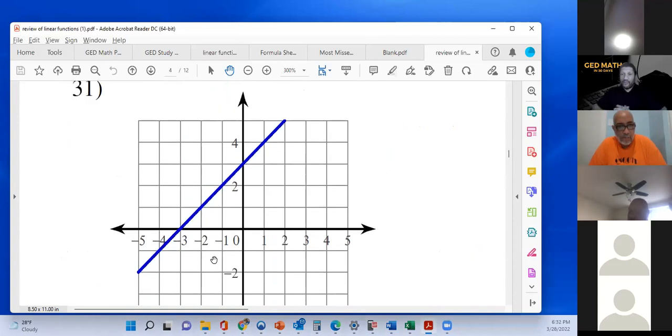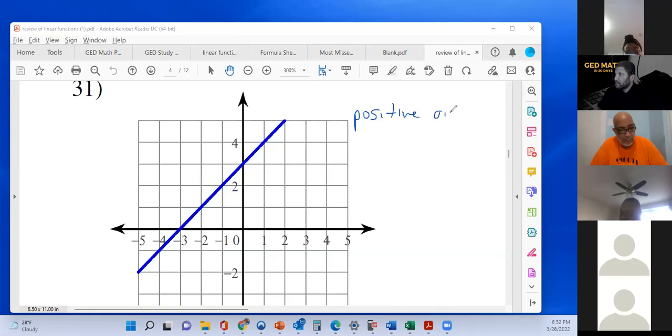I'm going to set the timer for 2 minutes. I want you to tell me several different things. I want you to tell me whether this slope is positive or negative. I want you to tell me the y-intercept. I want you to tell me the slope. And then the last thing I want you to tell me is the equation of the line.